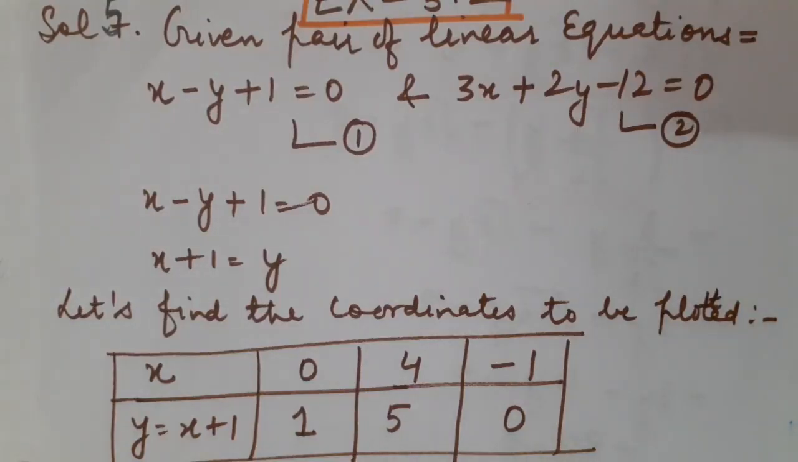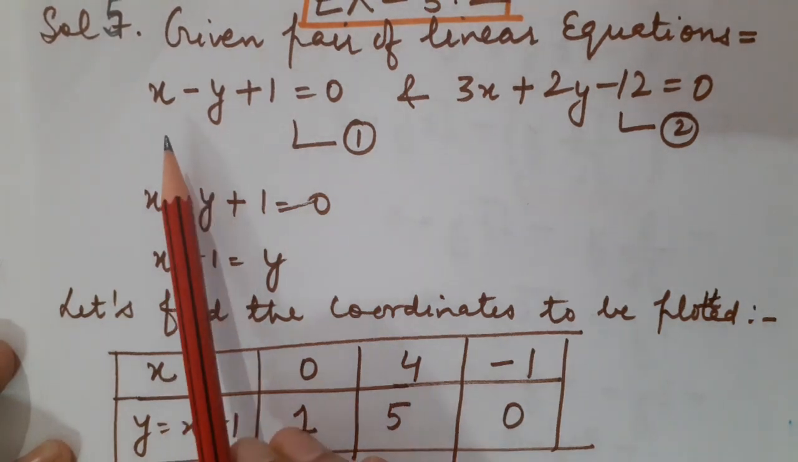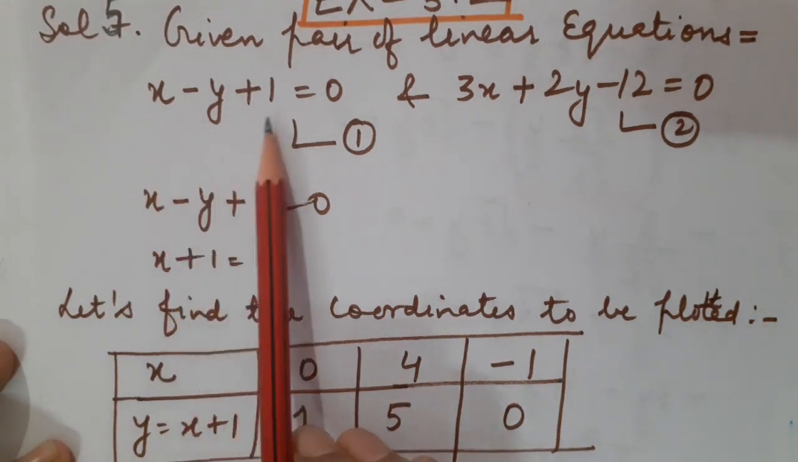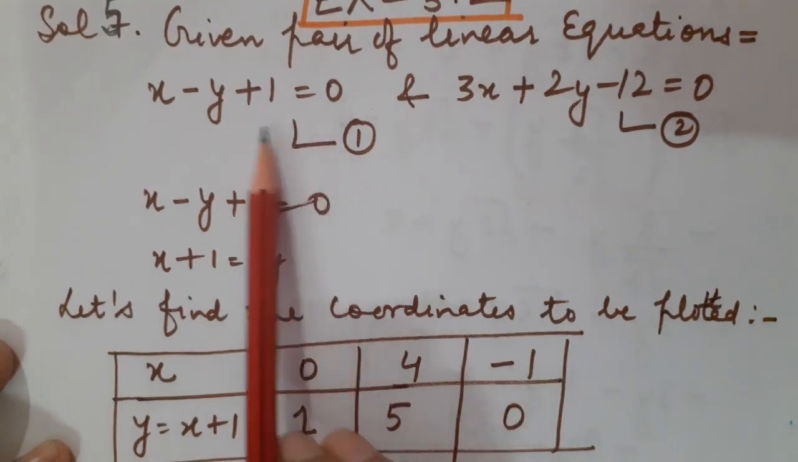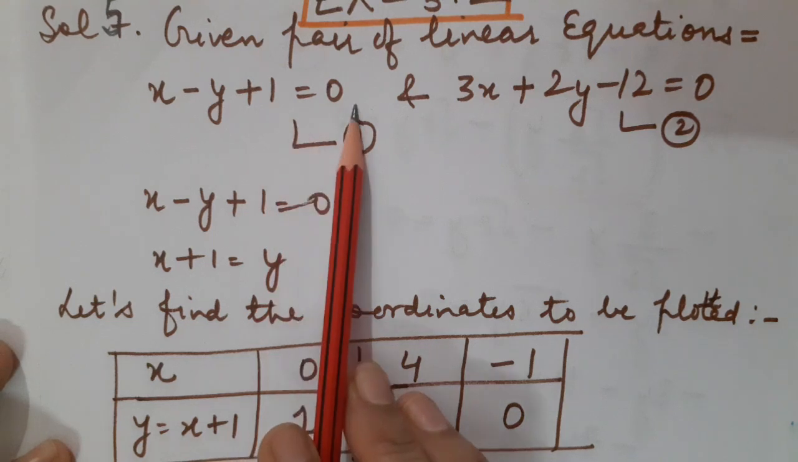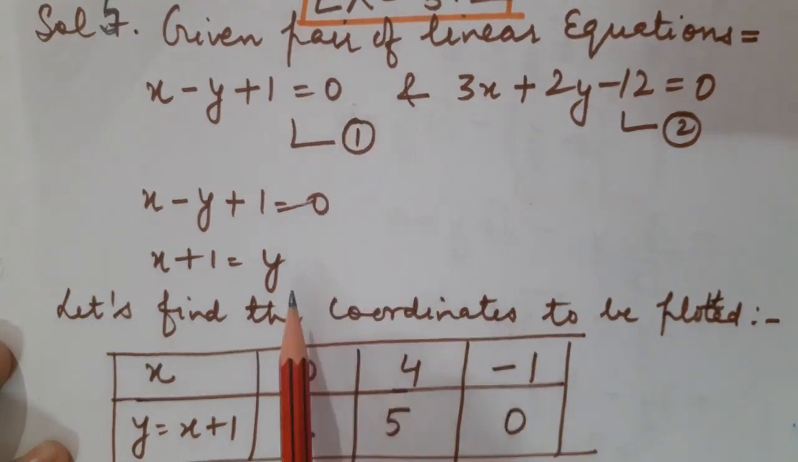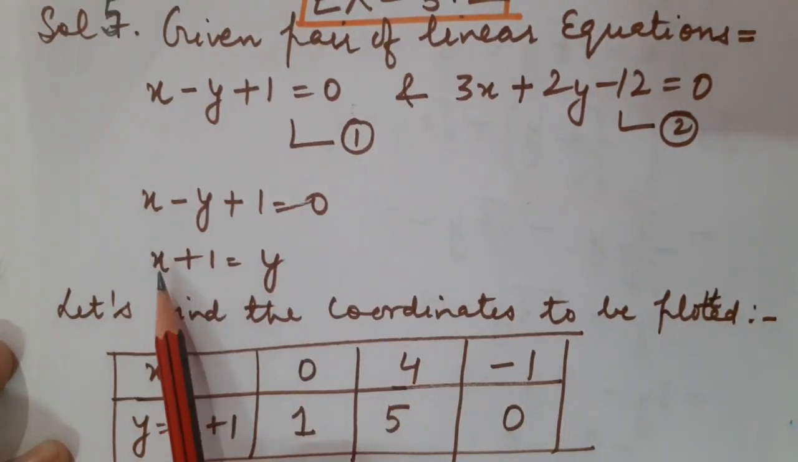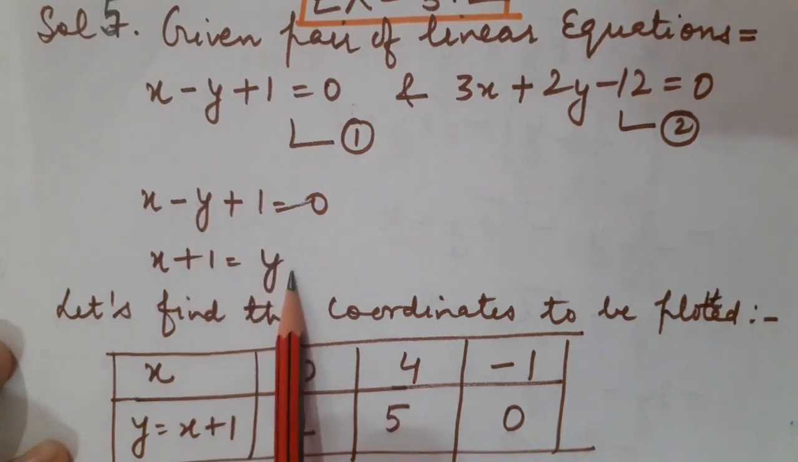Let us start, children. As you have to show the graphical representation of the pair of linear equations in two variables, definitely you have to draw both the lines on the Cartesian plane. So the very first equation is x minus y plus 1 is equal to 0. So I am going to simplify it. It would become x plus 1 is equal to y.